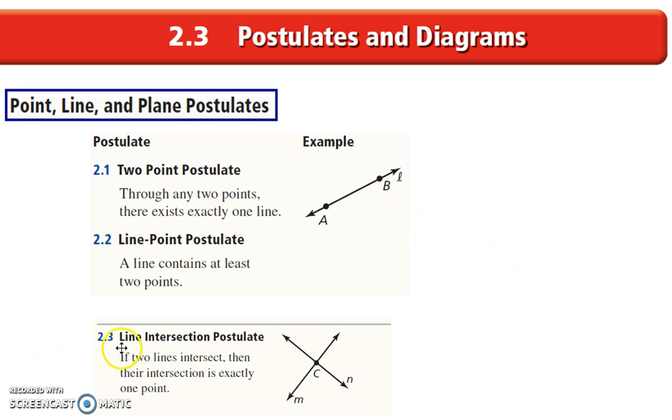Postulate 2-3 is the line intersection postulate. If 2 lines intersect, then their intersection is exactly 1 point. Line N and line M here are intersecting at point C.